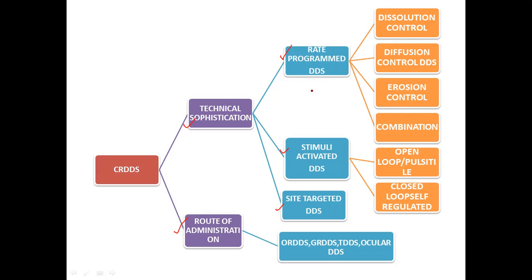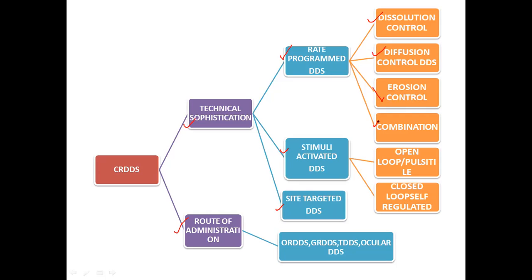So basically, what does rate programmed drug delivery system mean? These are the systems from which the drug is released with a proper program at a specific rate profile. They are further divided into dissolution control, diffusion control, erosion control, or a combination of these three.